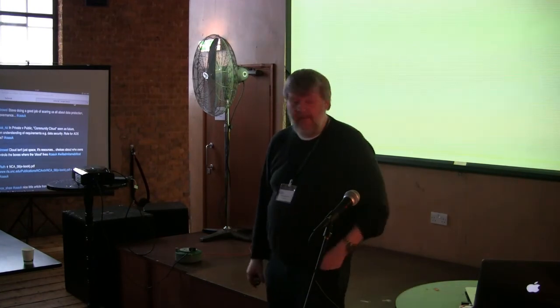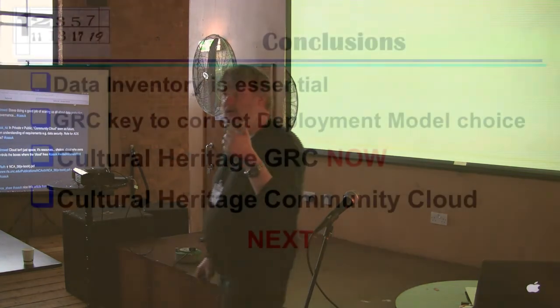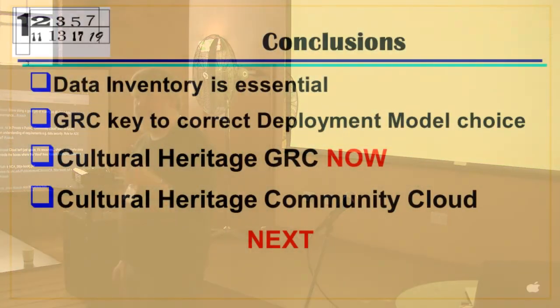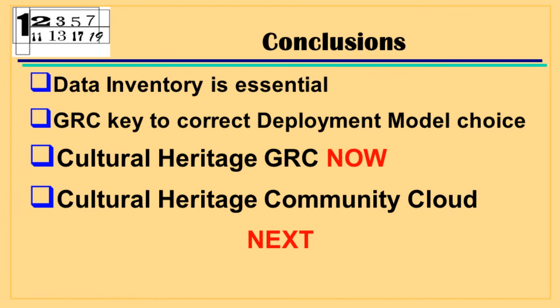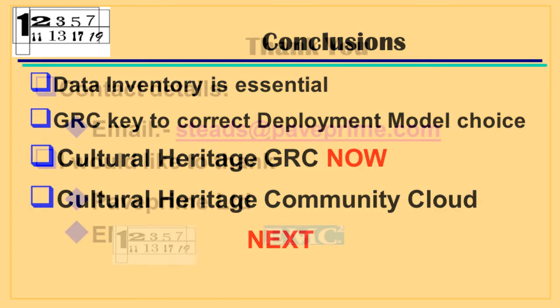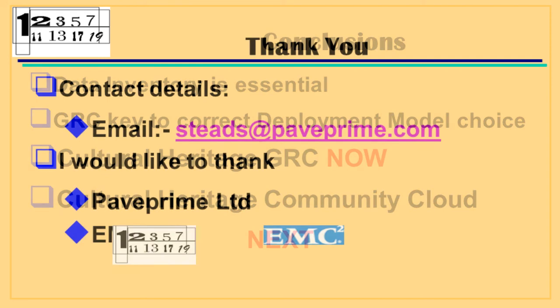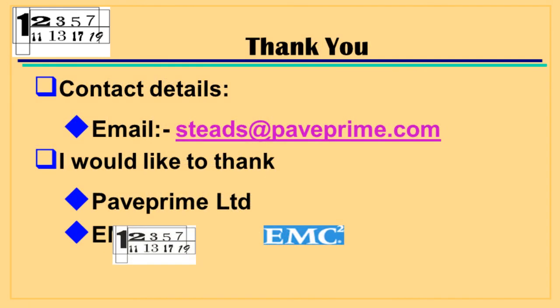So what do we need to do? You go back and you make an inventory of every data set you own. Failure to do this is professional incompetence. You select the correct GRC regime for it. So you need to establish your GRC and then make the right choices about how to deploy based on the GRC of your data sets. So we need cultural heritage GRC now and a community cloud, a shared computing platform in the future. Thank you.